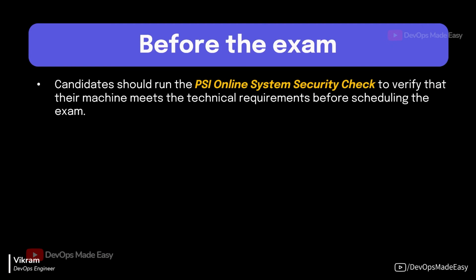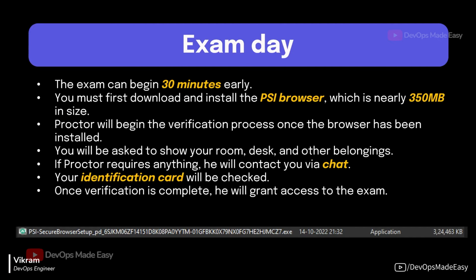And before the examination, as we already said, you need to have this PSI online security check completed to see whether your current system is compatible to take the examination. On the examination day, you can log in 30 minutes early. And then the first thing you need to do is download and install this PSI browser, which is nearly 350 MB. So that's what I said. You need to have good bandwidth, and also make sure that you have enough data in your data pack so that you'll be able to download this 350 MB file and give your examination. And you need to produce your valid ID card, which is already discussed.